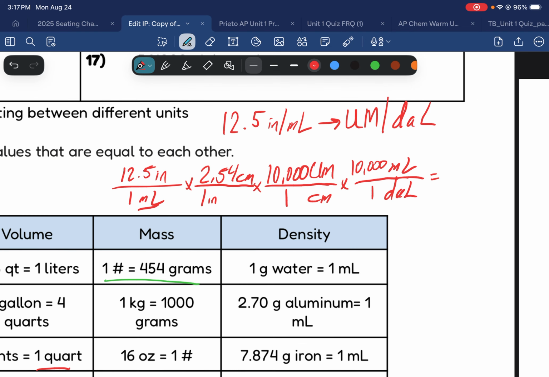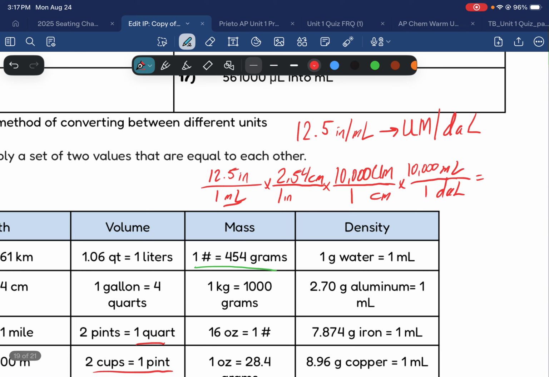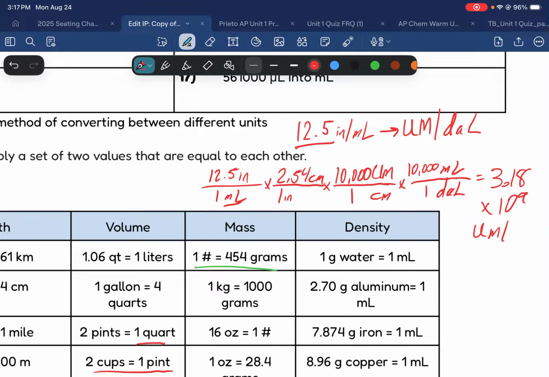And you set it equal, and you're going to get a very large number. You're going to end up getting, again, sig figs, 3 sig figs. So it's going to end up being 3.18 times 10 to the 9th micrometers per deciliter. And there's your answer right there.